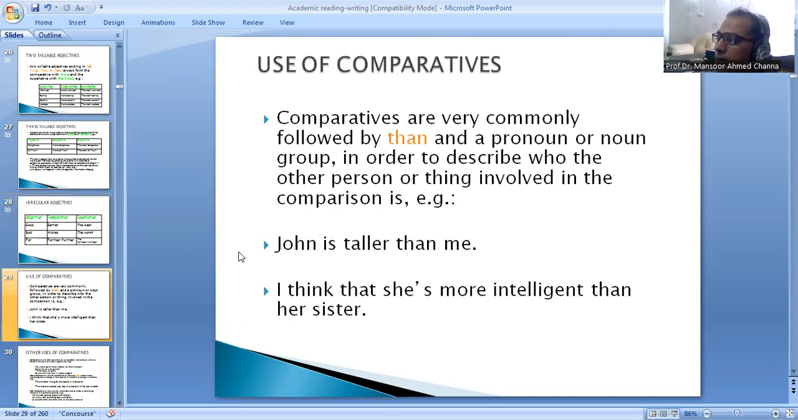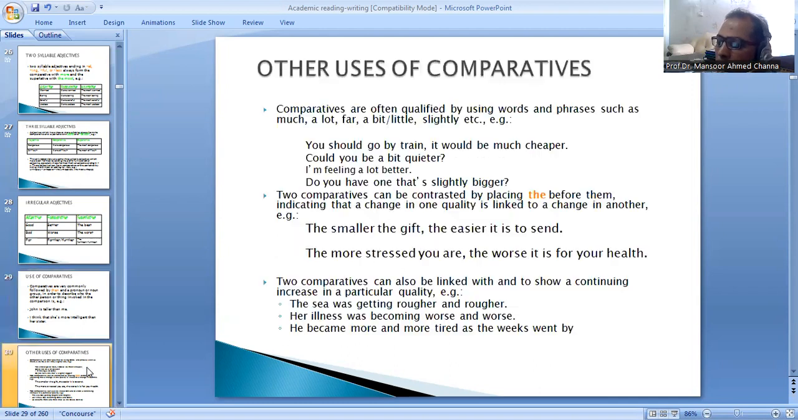Use of comparatives. Comparatives are very commonly followed by than and a pronoun or noun group in order to describe who the other person or thing involved in the comparison is. For example, John is taller than me. I think that she is more intelligent than her sister.